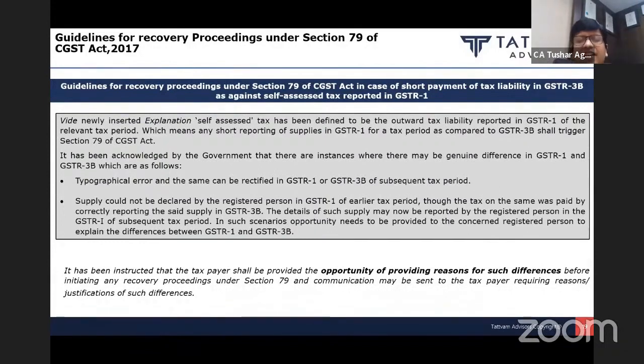By mistake, I entered 50 lakh rupees in GSTR-1, but I paid the tax correctly, 5 lakh rupees, in 3B. So it's a genuine mistake. I can rectify it in a subsequent return period also. But what if I get a notice before that?